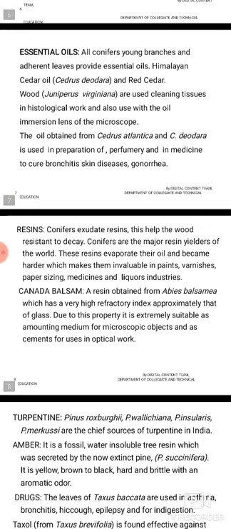Turpentine. Pinus species like Pinus roxburghii, Pinus valichiana, Pinus insularis are the chief source of turpentine in India. Amber. It is a fossil water-insoluble tree resin which was secreted by the now extinct pine, that is Pinus succinifera. It is yellow, brown to black, hard and brittle with an aromatic odor.